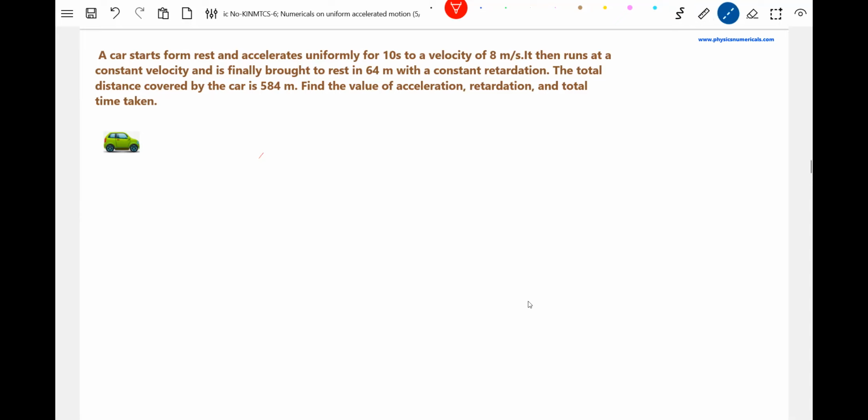So what is the motion? How will the motion of the car take place? First, it will accelerate uniformly for 10 seconds. It will accelerate.